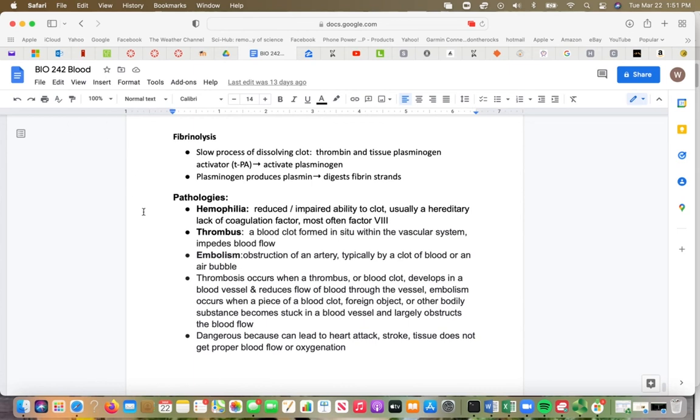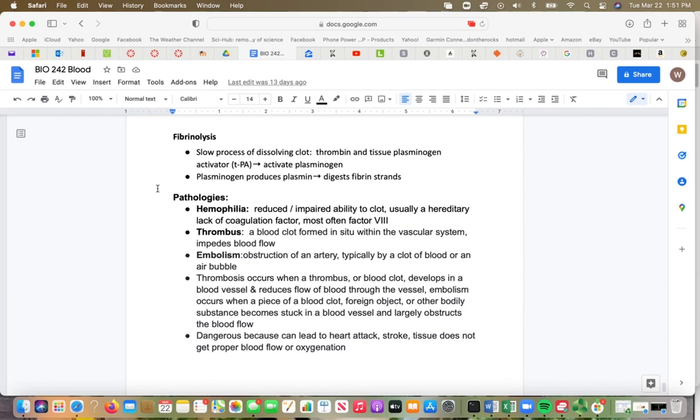So some pathologies that go along with blood clotting. Hemophilia, it's an impaired ability to clot. Most of the time it's hereditary, where the person is lacking a coagulation factor. The most common one that is impaired is 8. The thrombus is a clot formed in situ within the vascular system, and that's going to impede blood flow.